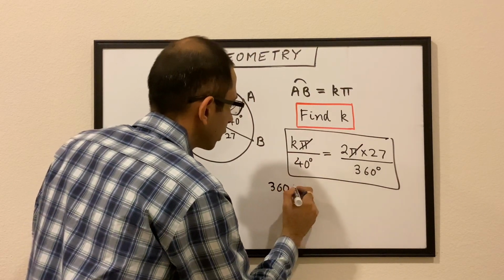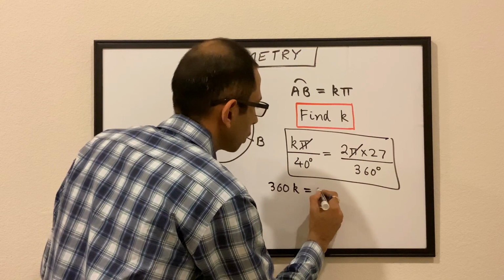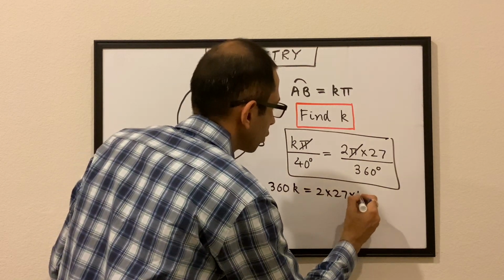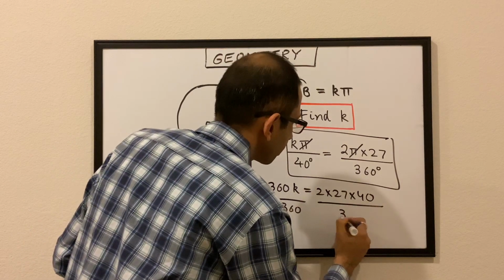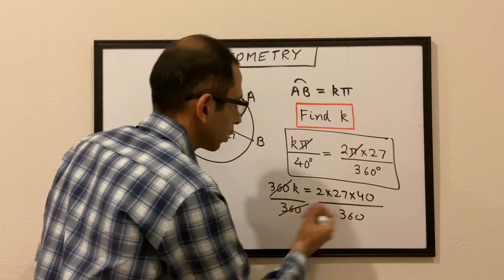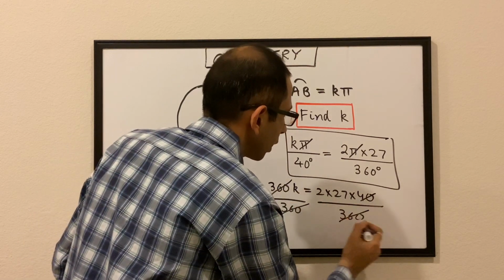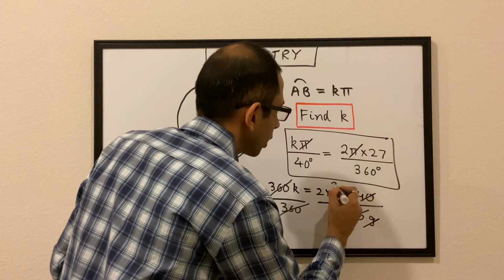So we get 360 times k is equal to 2 times 27 times 40. We divide by 360 on both sides, right, to get the value of k. And we get the value of k as 6.